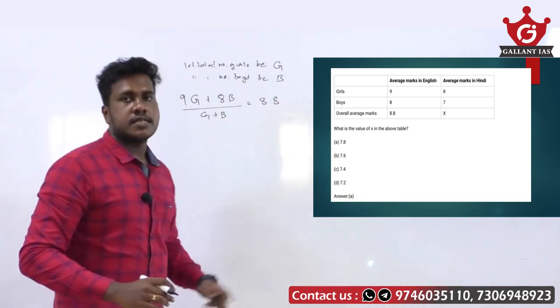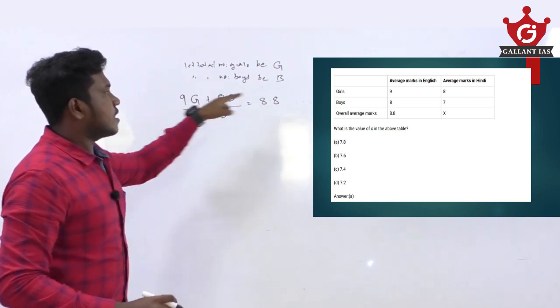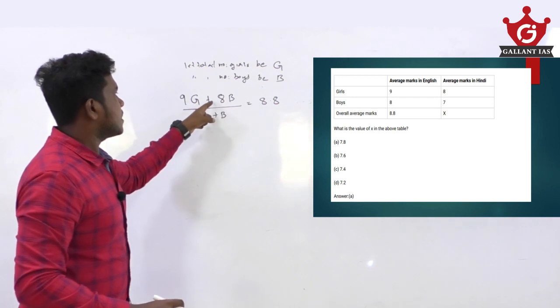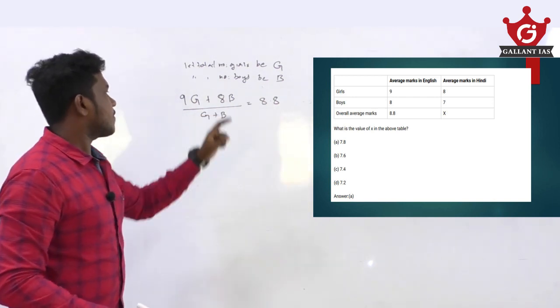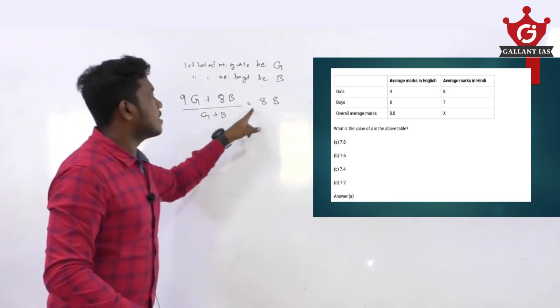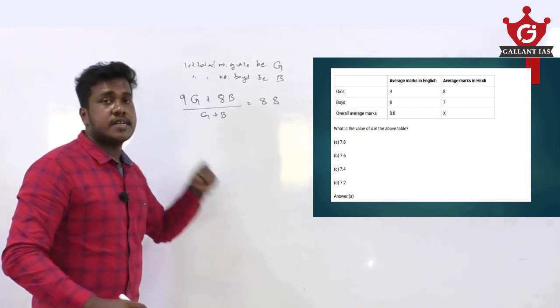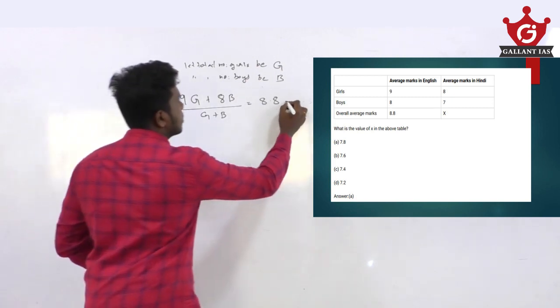Do you have any doubt in this case? Look, 9 is the average mark in English for girls, into the total number of girls, plus 8 is the average mark of boys in English, into the total number of boys. The whole divided by the total number of girls plus the total number of boys is equal to 8.8. That's the overall average mark for English. So this is actually the concept of average. Let it be equation 1.